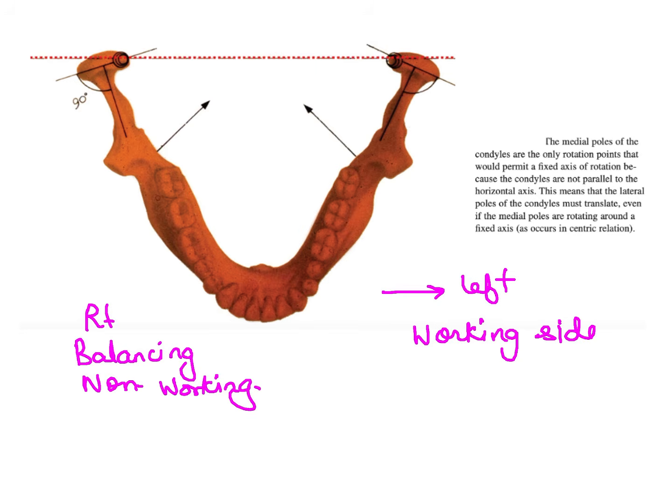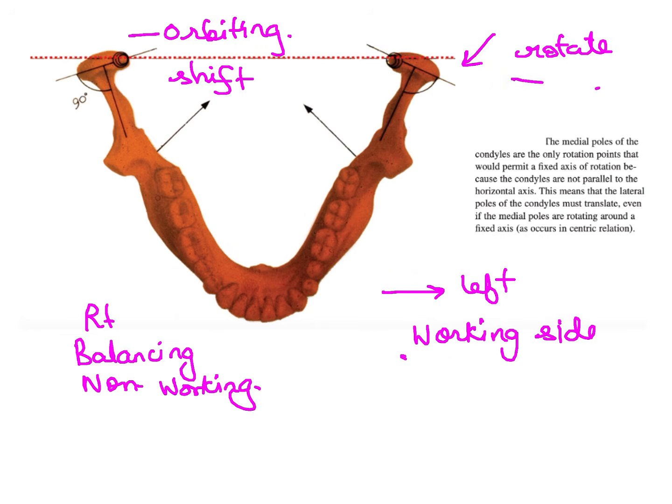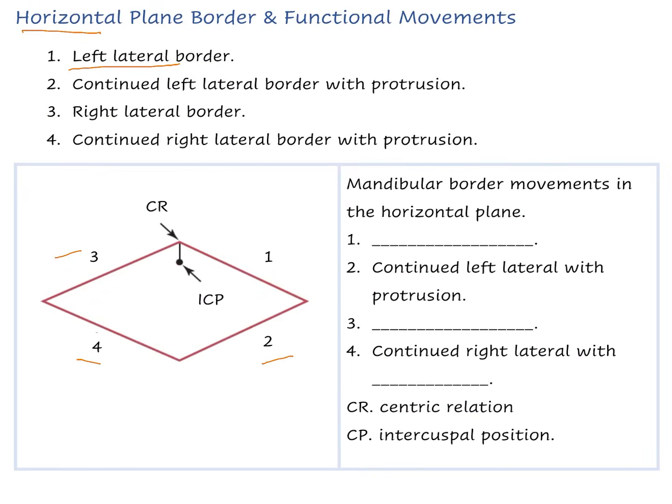Easy? Now, on the left side, the condyle is going to rotate in its position. But on the right side, this is called the orbiting condyle, it is going to shift from its position. So, the rotating condyle is on the working side, and the orbiting condyle is on the balancing or non-working side. Now, based on this understanding, let's start our centric.